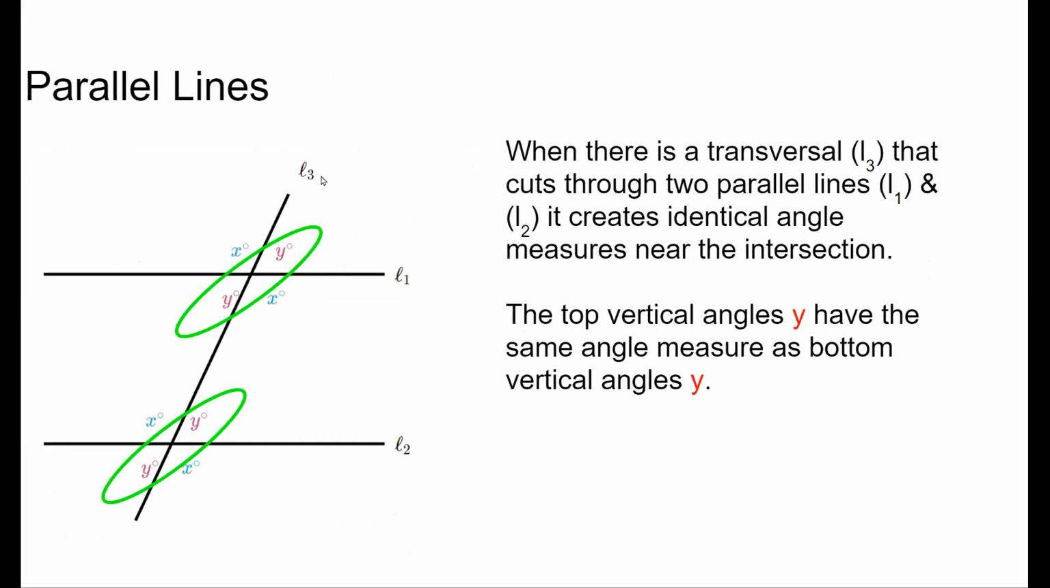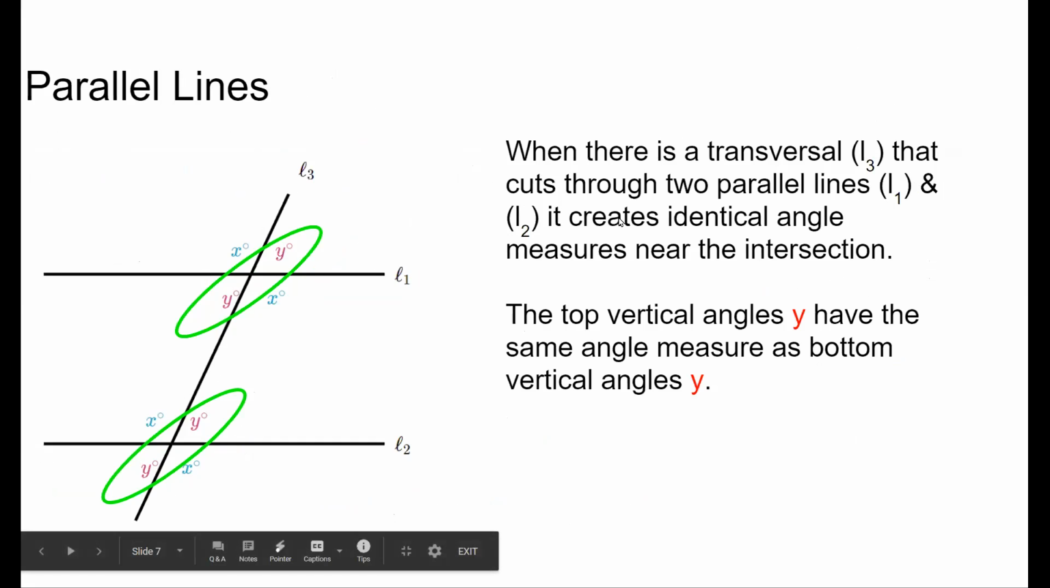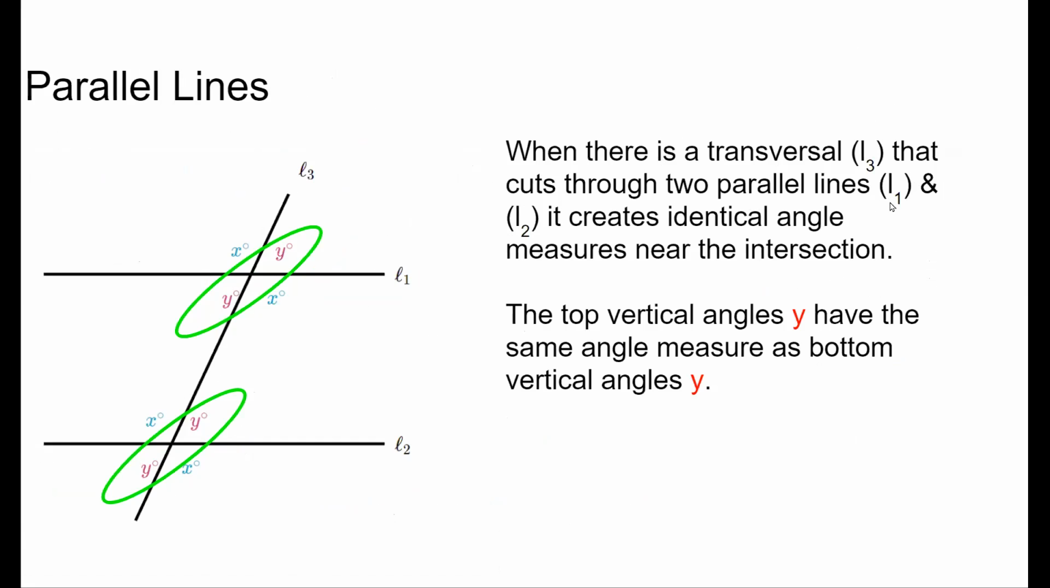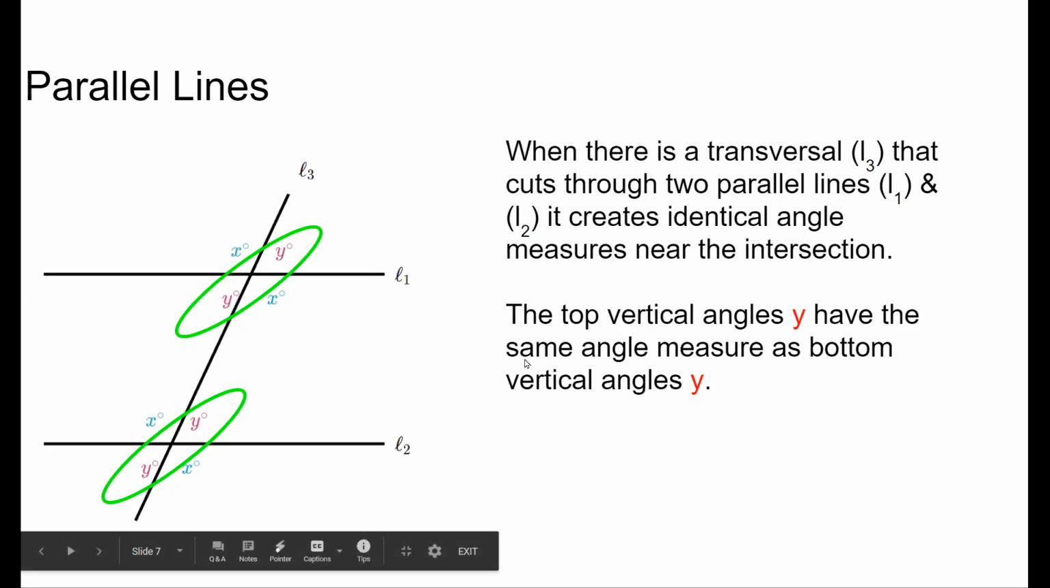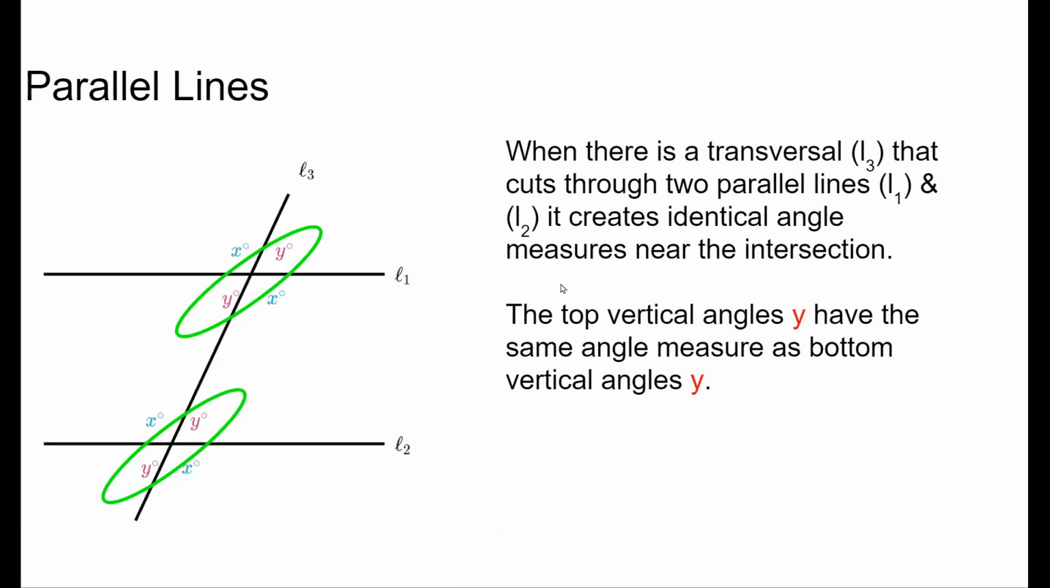So now let's cover parallel lines. When there's a transversal, you see L3 goes through both of these parallel lines. It cuts through two parallel lines, which are L1 and L2. So it creates identical angle measures near the intersection.